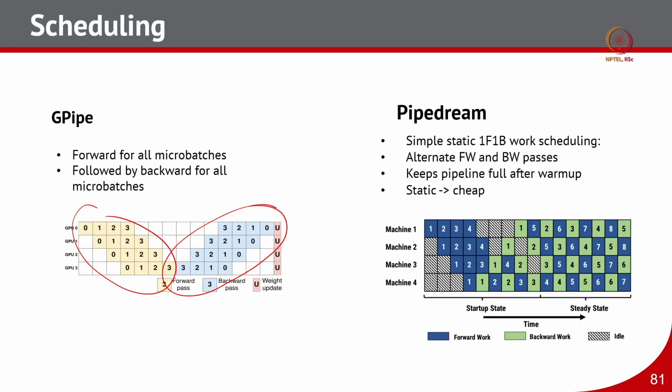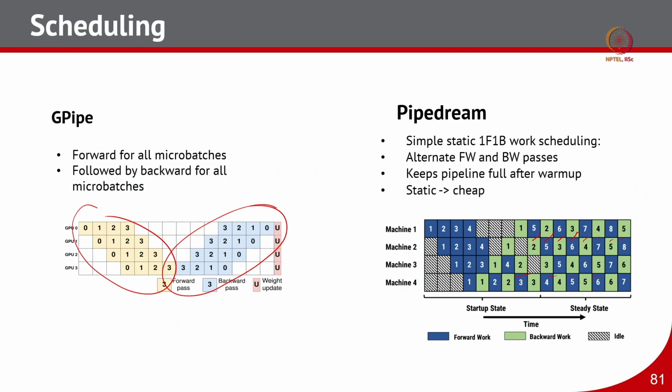But in PipeDream, one simple static 1F1B schedule is incorporated, right. So there are alternate forward and backward passes. You can see 3, 3, 4, 4, so there is alternate forward and backward pass for all the GPUs. So this is forward pass, backward pass, then this is forward pass, backward pass, and so on and so forth, right. So there is no batch of forward passes and then batch of backward passes in PipeDream.